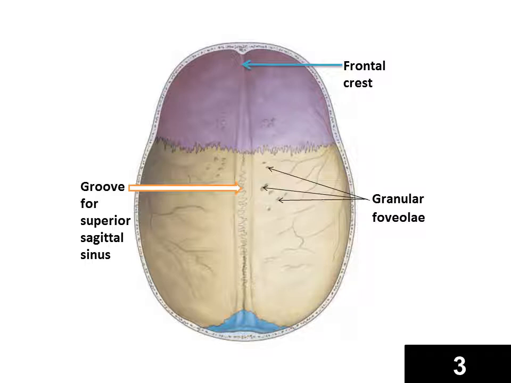But then you can see several pits on inside of the sagittal groove, superior sagittal groove. وهذه يسموها granular foveal which is occupied by arachnoid granulation. هلا نروح على internal aspect of the base of the skull.